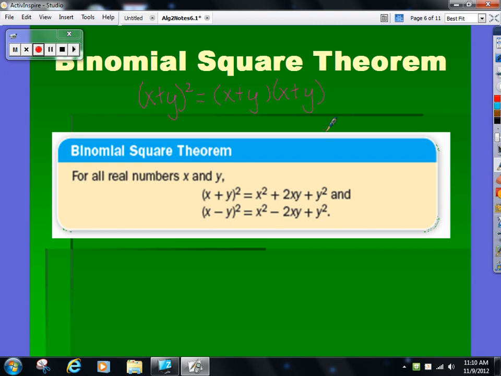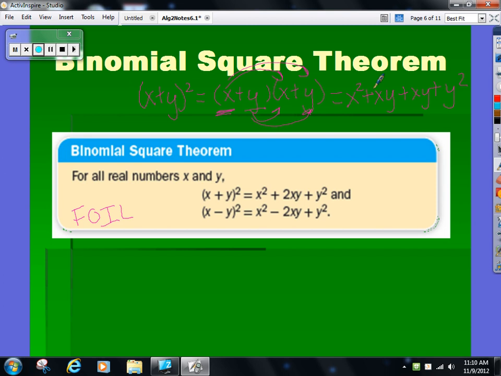Okay, how do you solve something that looks like this? Do you remember double distributing, or you may have been taught to call it FOIL? FOIL is kind of a lame thing to call it because it only works with binomials, but it was first, outer, inner, last. I like to think of it as double distributing. You distribute the x first, and I get x squared plus xy. I distribute the y second, and I get xy again, and y squared.